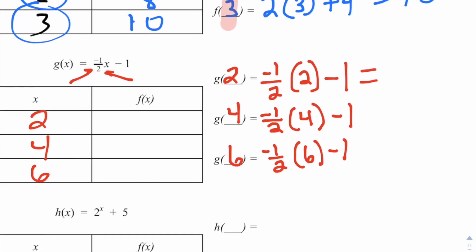Negative 1/2 times 2, well, what's half of 2? 1, but it's a negative. So negative 1 minus 1 is negative 2. So when we put 2 in, we get negative 2 out.